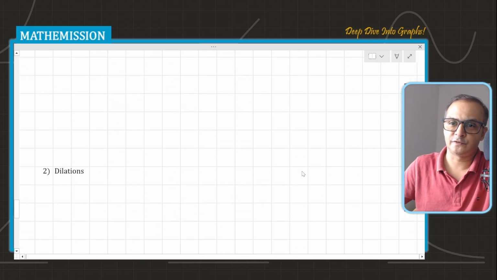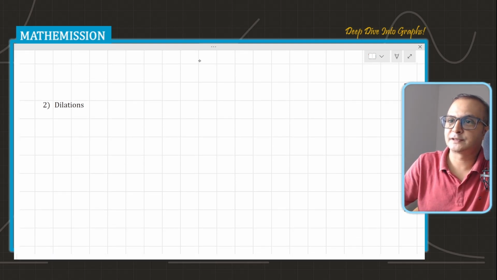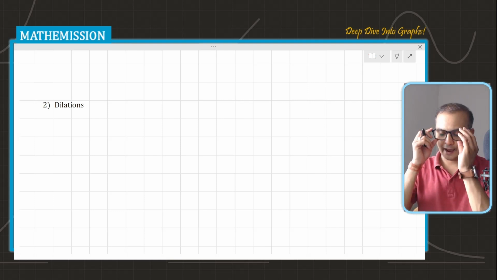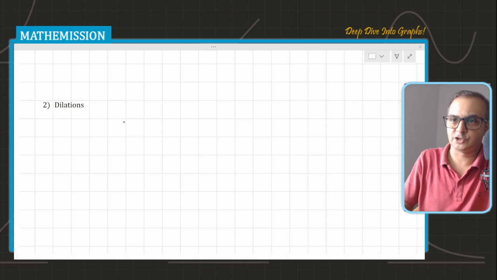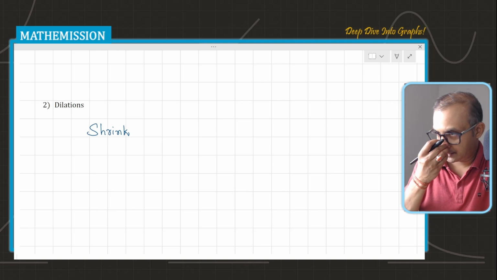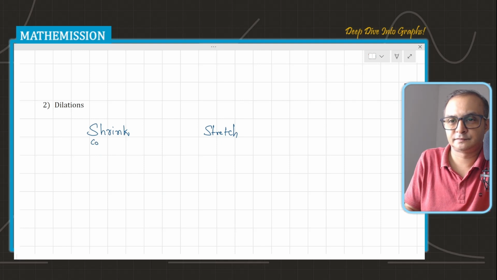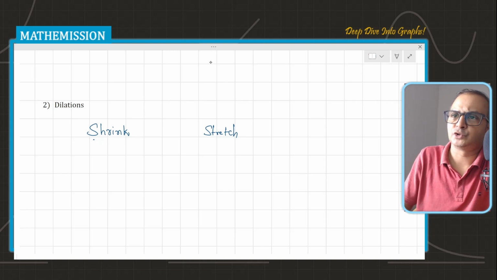Now comes the next kind of transformation, that is the dilation. And dilation broadly means that we are changing the figure, and there are again 4 kinds of dilation. So let me just write it. Broadly we can say there are 2 kinds of dilations: a shrink in the graph and a stretch in the graph, or this is compression in the graph, you can say, and elongation.